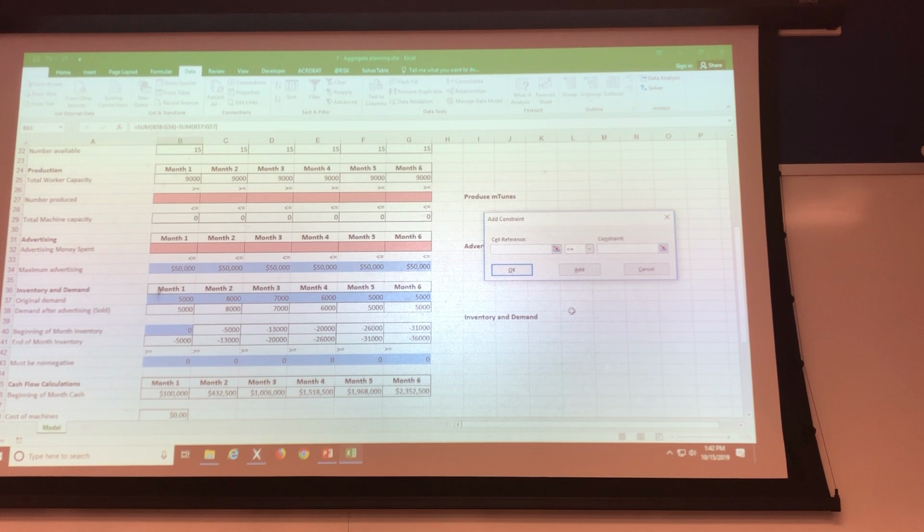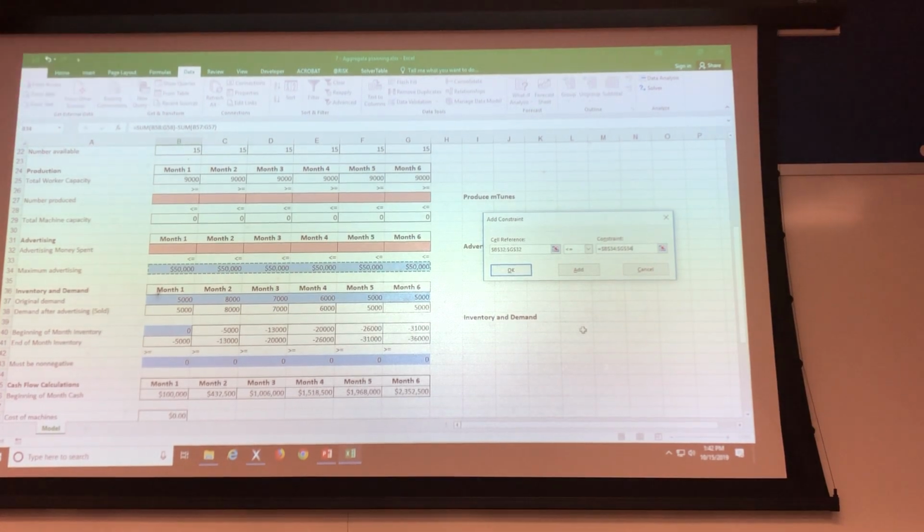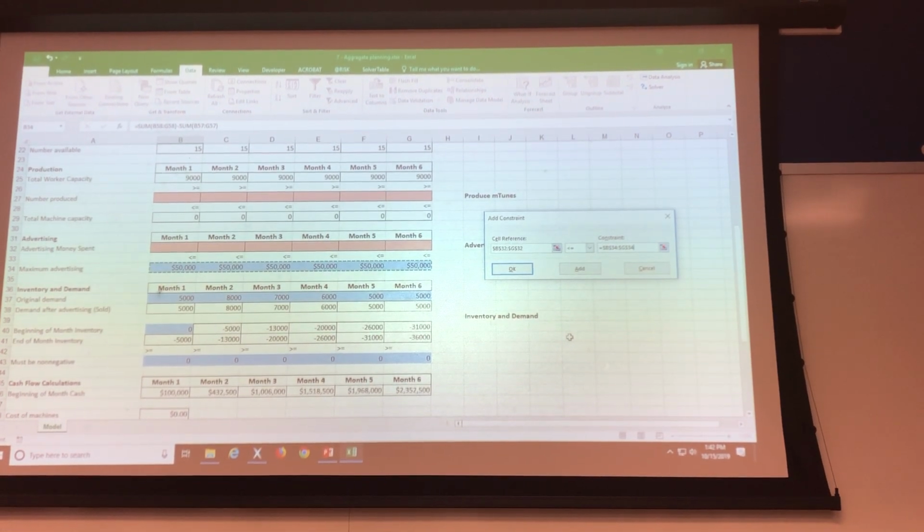Advertising line. Yeah, the advertising has a budget. So B to G 32 has to be less than or equal to B to G 34. In other words, you can't spend more than $50,000 a month on advertising. Row 32 less than or equal to row 34. When I say row 32 and then 34, they're all B to G. Okay, what's another constraint?